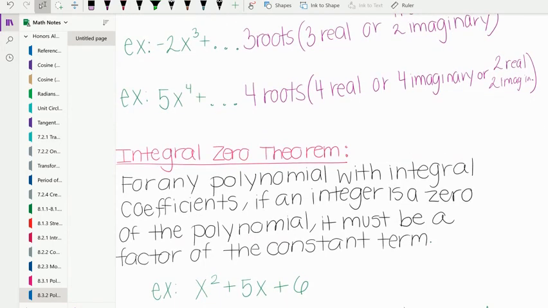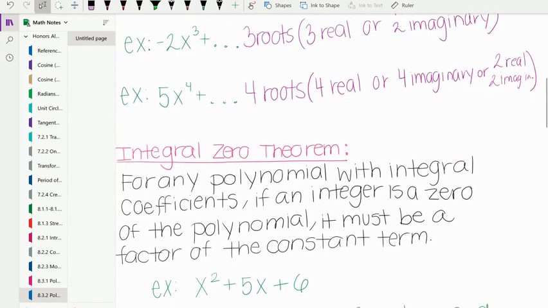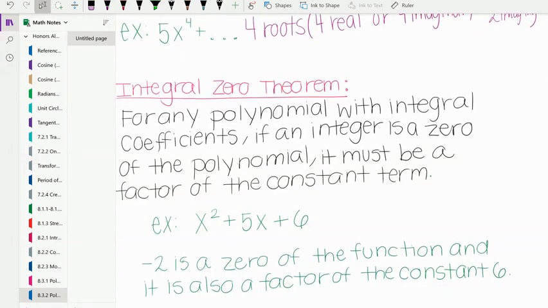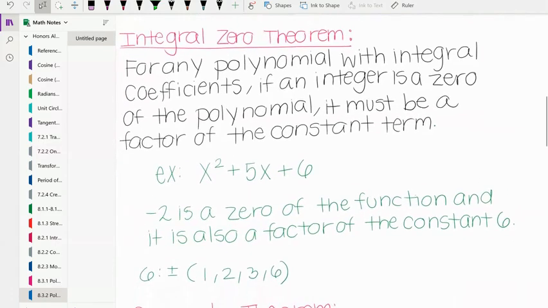So if we have x squared plus 5x plus 6, that means the 0, which happens to be -2, also has to be a factor of the constant, which is 6. And we know that the factors of 6 could be plus or minus 1, 2, 3, or 6, and -2 is a factor of 6. So that means anytime you have a 0 of a polynomial, it will be a factor of the constant term.